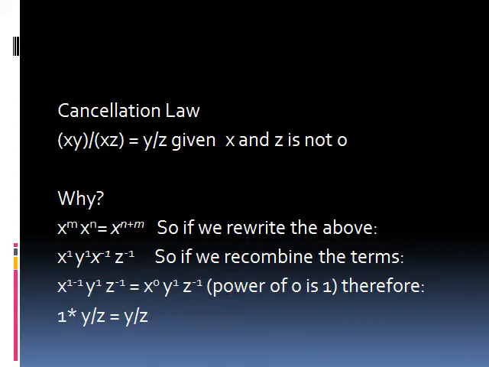And it's a rule that anything to the power of 0 would equal 1. So in this case, it would be 1 times y over z, which equals the answer, y over z.